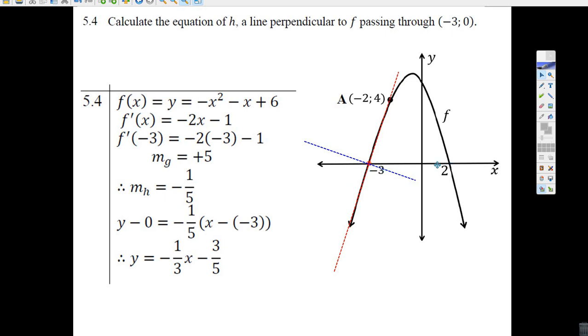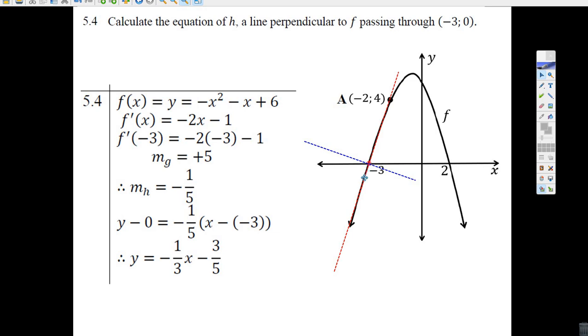And we know that that's at 0. So we just put -3 and 0 into the point gradient form of the line, and you get your equation, the equation of the perpendicular line to the function at -3. And there you go.